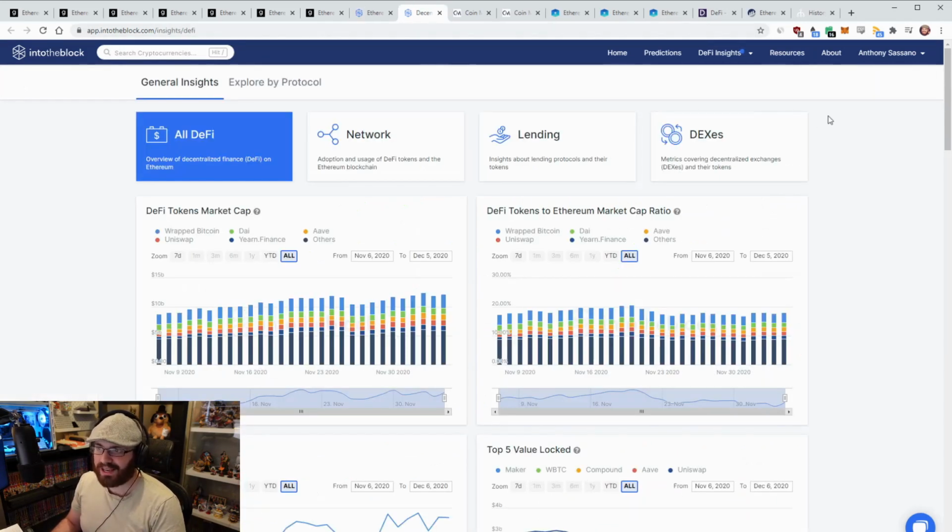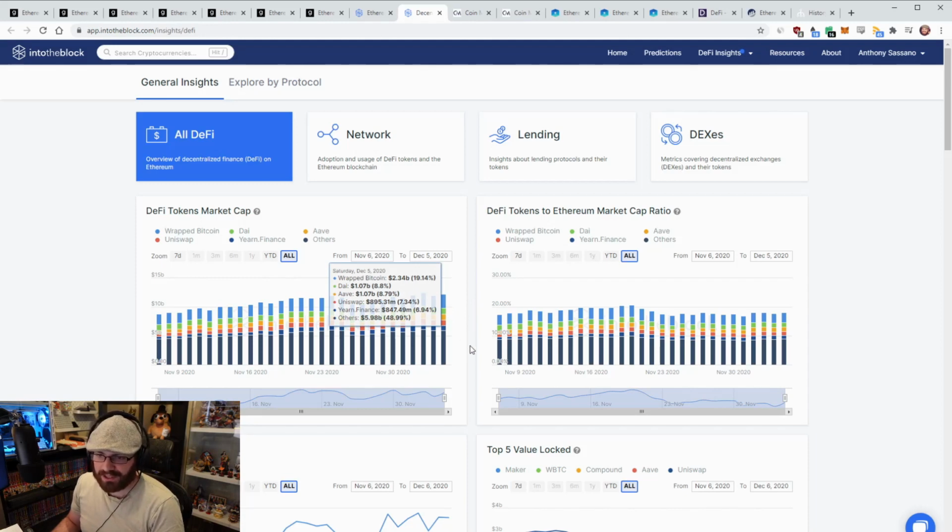And Into the Block also has a really cool DeFi Insights section. These DeFi metrics are different to a lot of the ones that I've seen out there. So, you can see an aggregated DeFi tokens market cap here of the top DeFi tokens, including Wrapped Bitcoin. So they have Wrapped Bitcoin, DAI, Aave, Uniswap, Yearn, and a bunch of others. So it's funny how much Wrapped Bitcoin dominates here, right? I don't know if I'd call that a DeFi token because it's really just like an IOU token for Bitcoin, but it kind of dwarfs the other tokens because we've seen so much Bitcoin come to Ethereum lately.